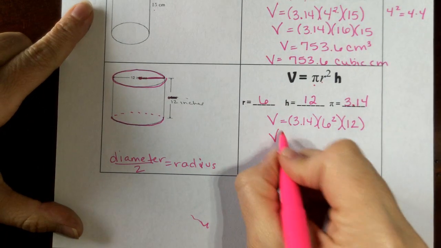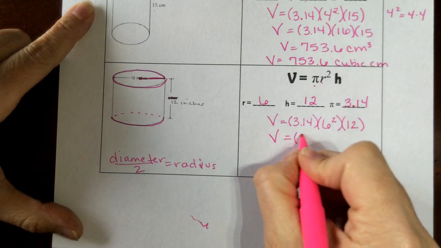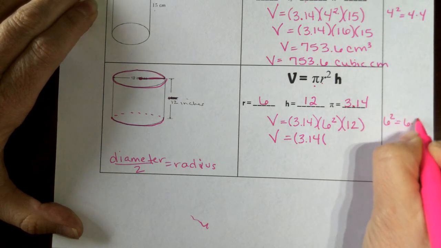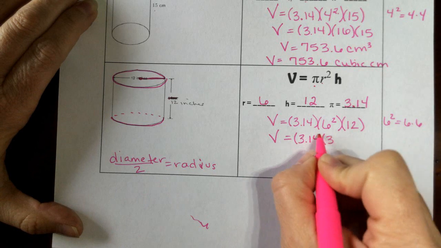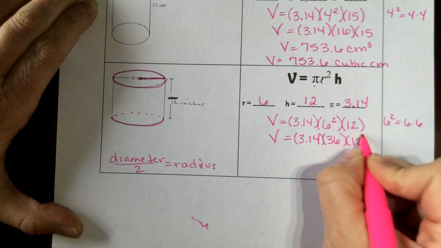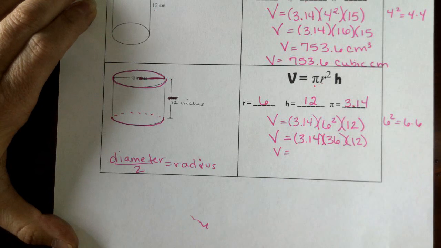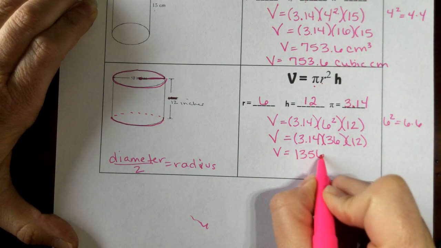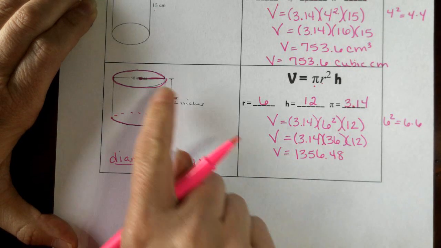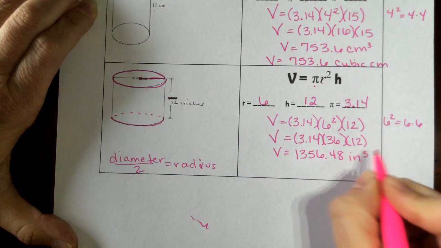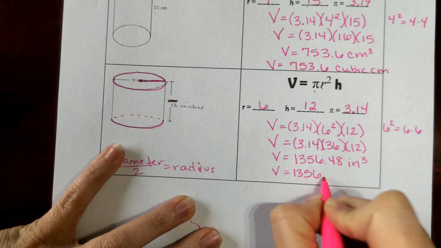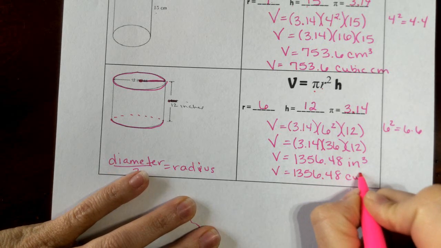Again, order of operations, exponents first, 3.14, 6 squared, remember 6 squared is 6 times 6, and that gives us 36 times our height of 12. Multiply those three numbers together, it's that easy. And we come up with 1,356.48. Our units are inches, so we have inches cubed. Or another way you might see it written is 1,356.48 cubic inches.